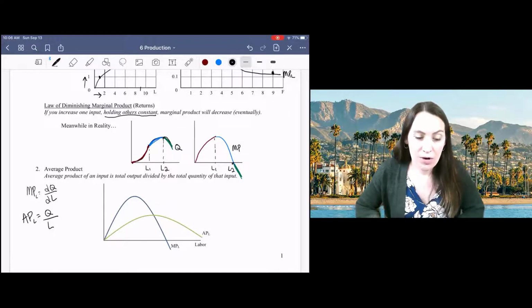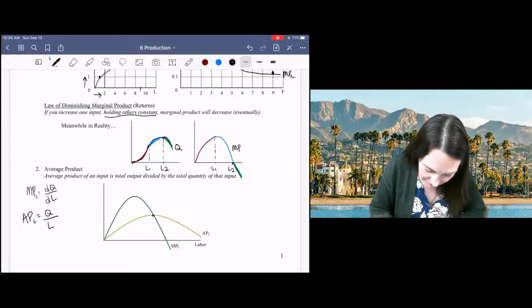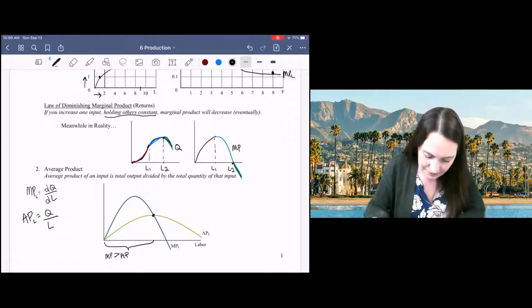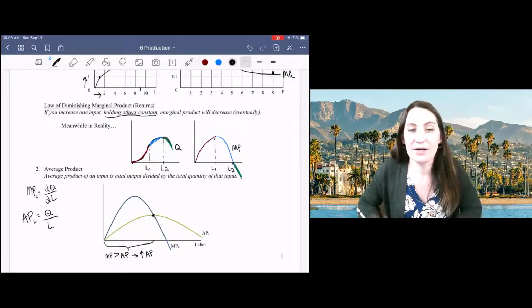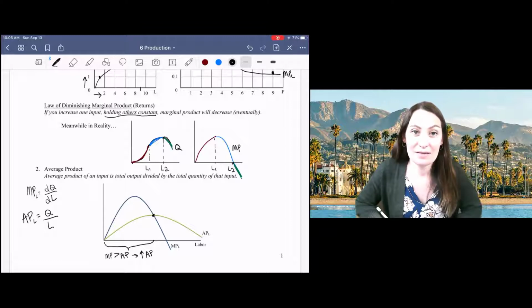When the marginal product is higher than the average product, the average product will be increasing. Okay, so that's true up to this point here. Marginal product greater than average product, and the result is increases in average product. So let's think about why that is. The marginal product tells me how productive the next unit is.